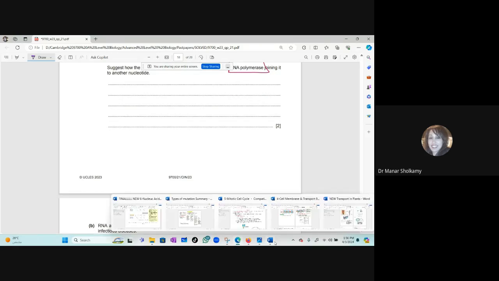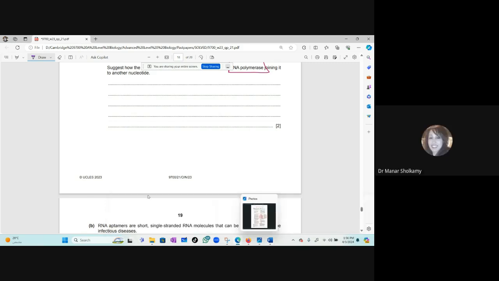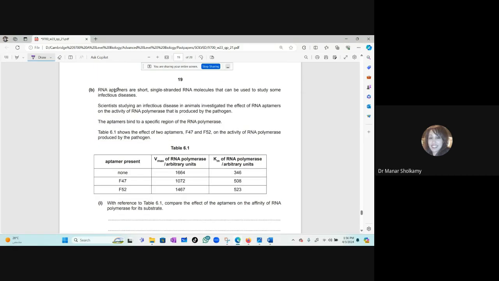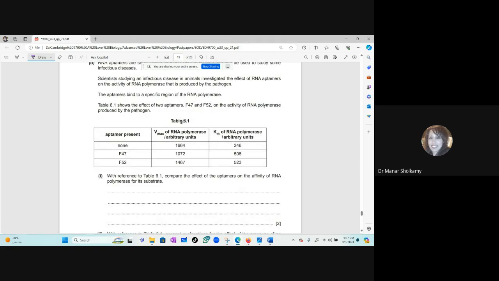Yes. Okay. I will not look at the mark scheme. I want to finish. Now here. RNA aptamers are short single-stranded RNA molecules that can be used to study some infectious diseases. Scientists studying an infectious disease in animals investigated the effect of RNA aptamers on the activity of RNA polymerase that is produced by the pathogen. The aptamers bind to a specific region of the RNA polymerase. Table 6.1 shows the effect of two aptamers, F47 and F52, on the activity of the RNA polymerase produced by the pathogen. Now, before reading, what are these two aptamers?